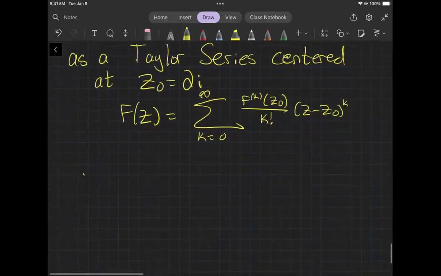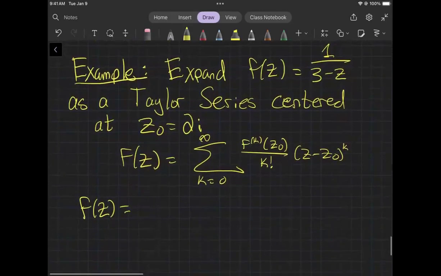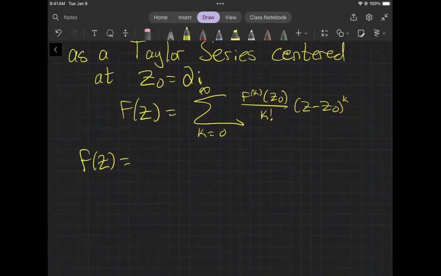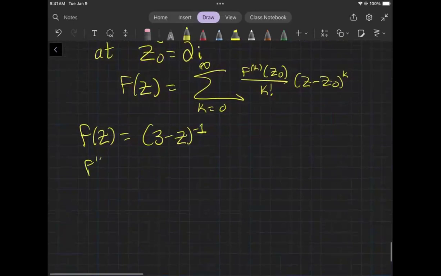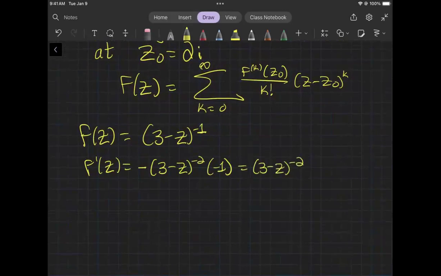So we have f of z as 1 over 3 minus z. I'm going to write that out as a power, so 3 minus z to the negative 1 power. And then we're just going to take derivatives of that function. So f prime of z equals minus 3 minus z to the minus 2 times negative 1. So this would equal a positive 3 minus z to the minus 2 power.